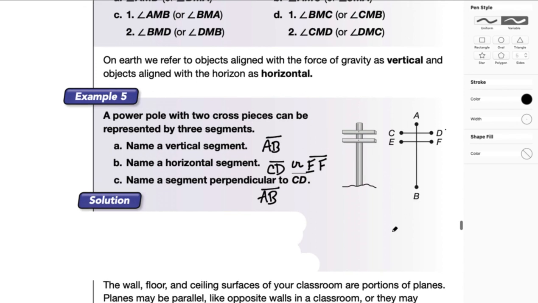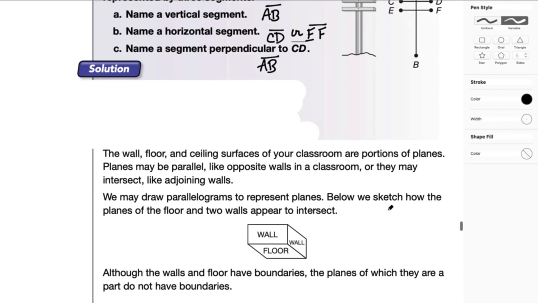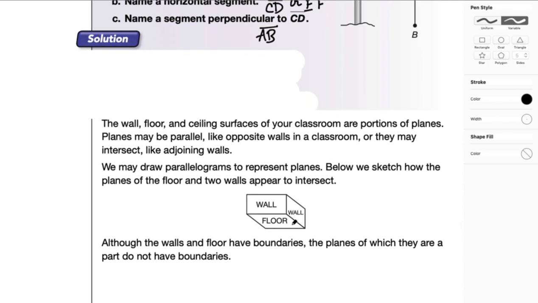All right, so later on, they're asking us to think about our walls and our floor as planes in our houses. And so it says that we may draw parallelograms to represent planes, something we talked about, and they're showing this sketch to reference the idea of a plane. Even though a plane has no boundaries, it goes on forever and ever, we can sometimes use walls and floors and ceilings to think about planes.